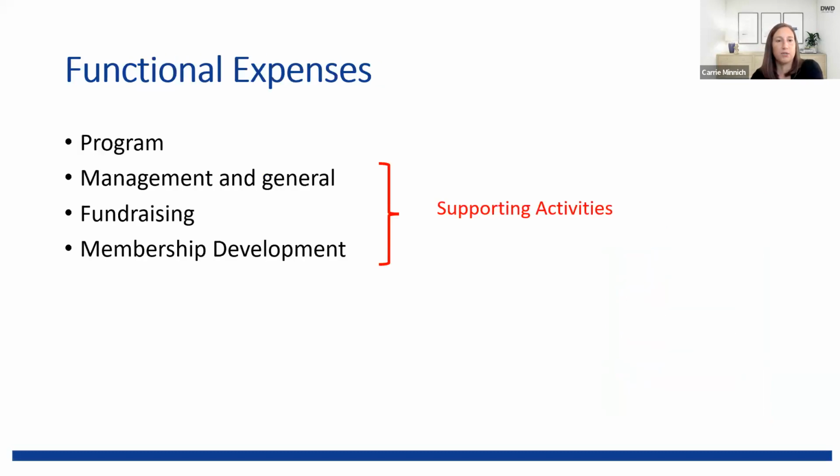So again, we have the natural classification and then we have the function. There are four functions: program, management and general, fundraising, and membership development. We'll go more in depth on what each of these means. Management and general, fundraising, and membership development are supporting activities. These are more of the administrative type expenses. Not every organization is going to have a membership development function, but organizations like YMCAs that have members will more likely have this type of expense.